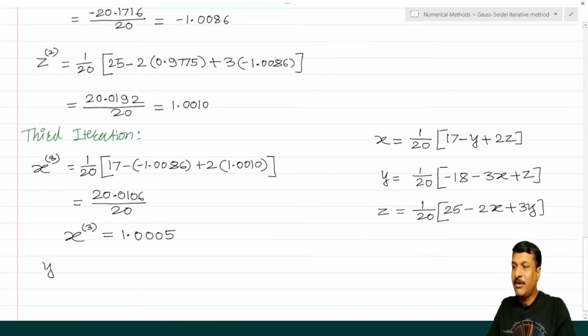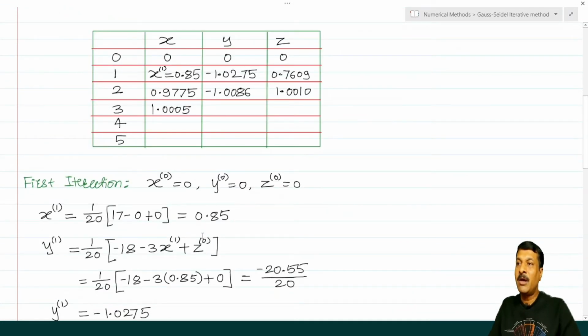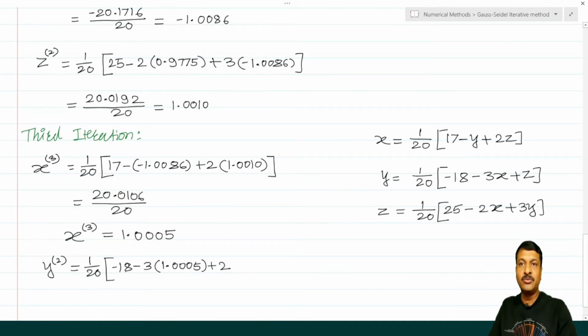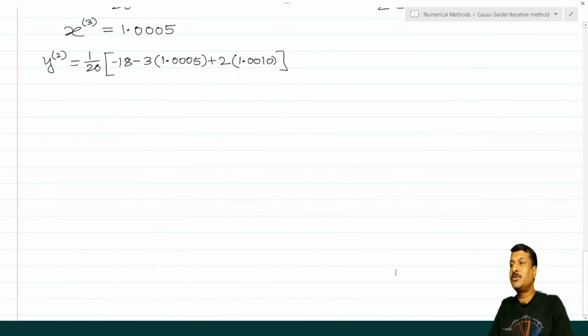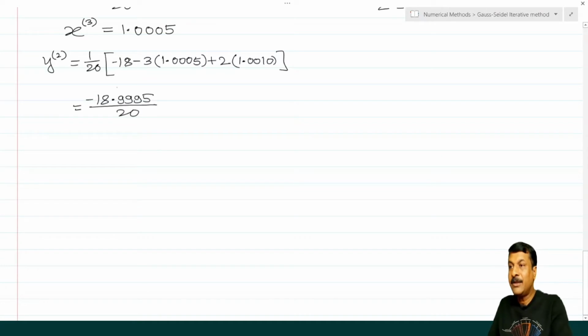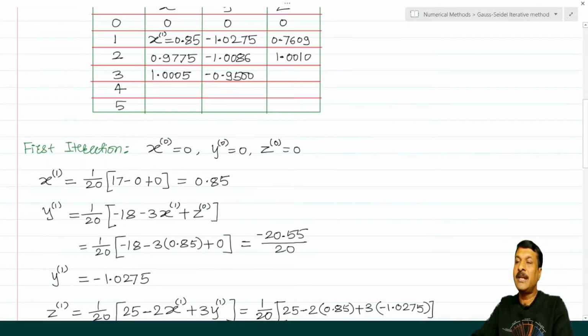1.0005. Now what is the value of y? Now the next equation I will use. That is equal to 1 by 20 in bracket minus 18 minus 3 times the recent value of x, 1.0005, plus 2z. The recent value of z is 1.0010. So by calculator I am getting minus 18.9995 divided by 20. So that value is minus 0.9499, which means 9500 because next is 75. So the recent value of y is now minus 0.9500.